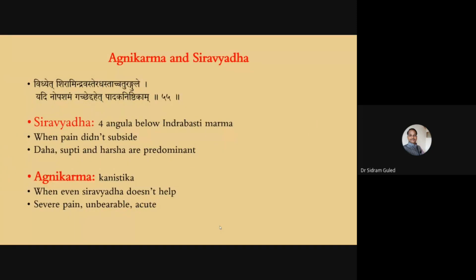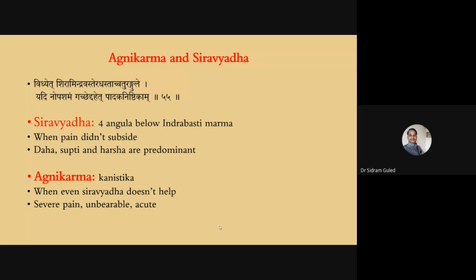At the end, the Acharyas have also highlighted the importance of Agnikarma and Siraveda when all the treatment protocols fail and the pain is still not under control. Siraveda and Agnikarma proved to be very beneficial. I will share the experience of some of the patients. I have lost some patients because we started with Snehanadi Upakramas and other things. The pain was very severe. Even with all the treatments the pain was not controlled, and sometimes you will lose the patients.